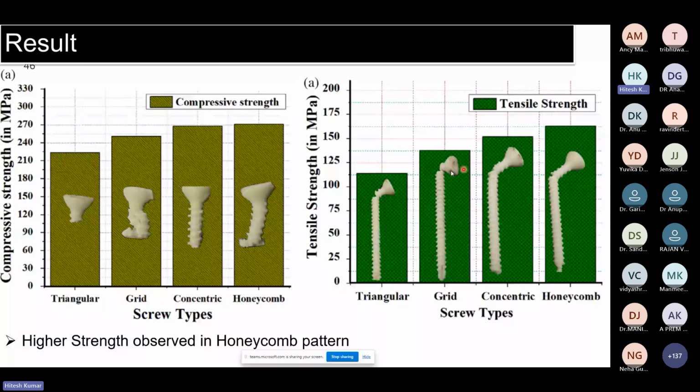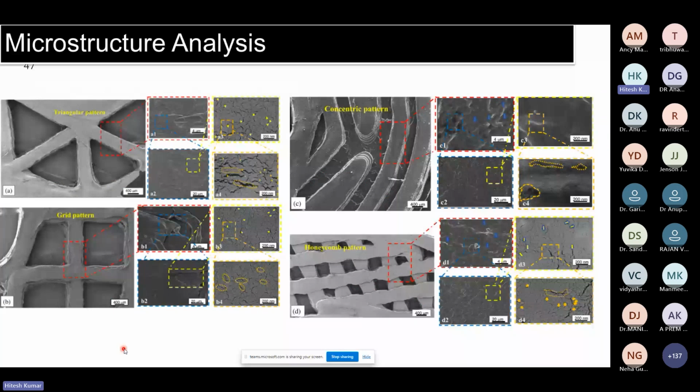We also calculated the compressive as well as tensile strength. What we observe is that in the honeycomb structure we are getting higher strength. We tried to find out why it is happening. We analyzed with the help of SEM, scanning electron microscopy, to see how the patterns look, and how the patterns look after deformation. We used fractography to find out why it is happening.